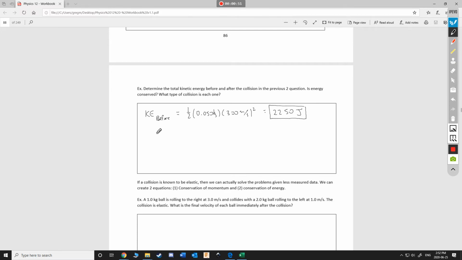So let's look at the first scenario, when it hit the block and stuck together. Because it's stuck together, we already know it was an inelastic collision, but you can actually see how much energy was lost. So afterwards, they stuck together.